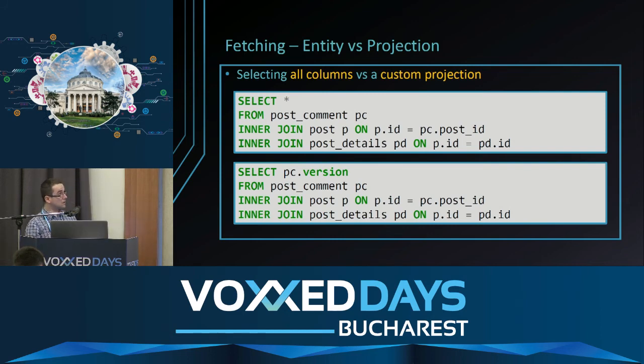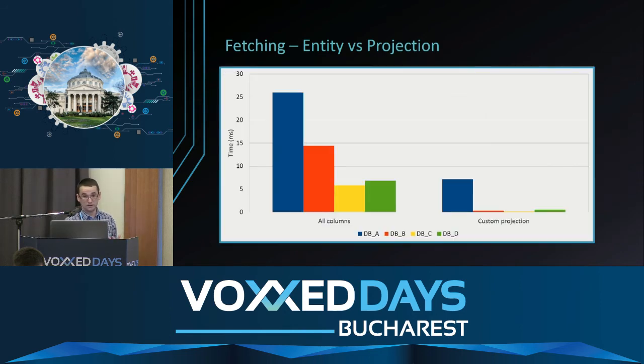So selecting all columns versus selecting a custom projection can have a very big impact, something you can barely see when you select only one column versus selecting, in this case, 6 or 7 columns. So it plays a very important role. The rule of thumb is something like this: you only need entities if you need to modify them. If you don't modify them, there's no reason why you should fetch entities. You should fetch a DTO projection.